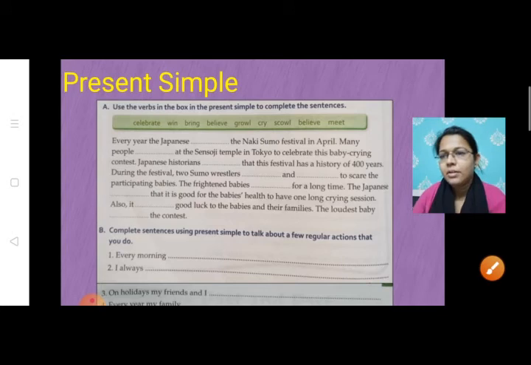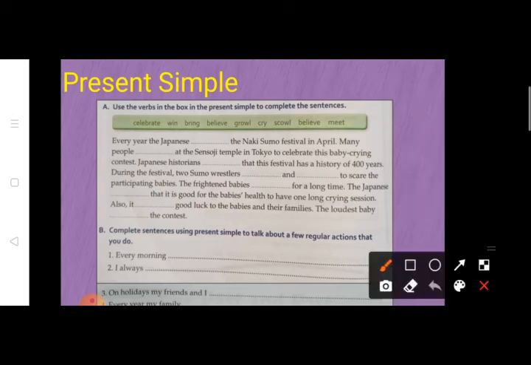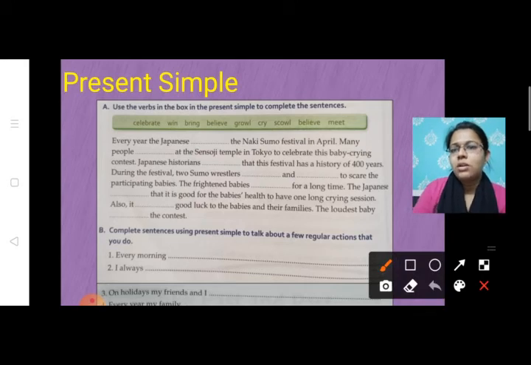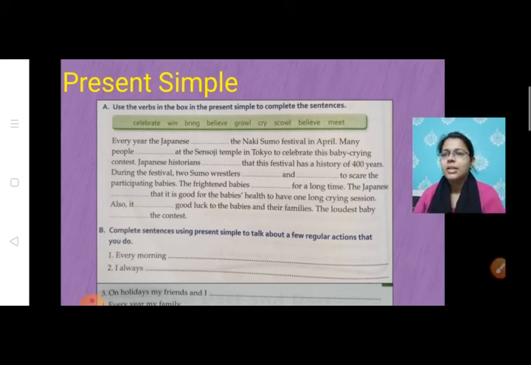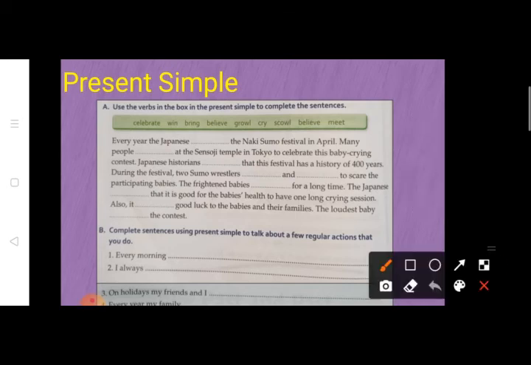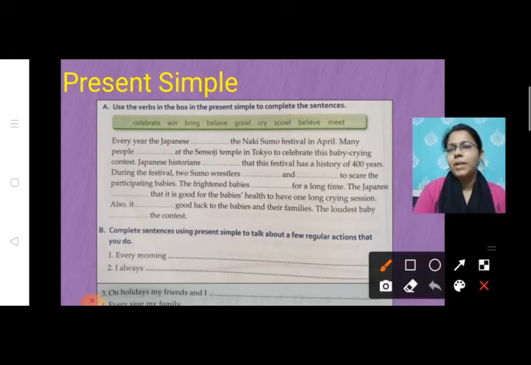Next line. The frightened babies dash for a long time. So students, here we would be writing the verb cry. The frightened babies cry for a long time. Next line. The Japanese dash that it is good for babies' health to have one long crying session. So here in this blank we would be writing believe.